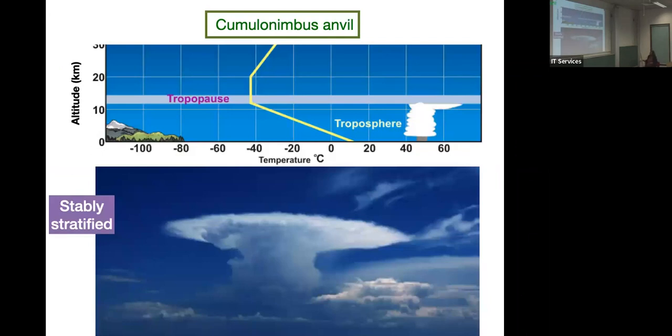Okay, so I talked about a cumulonimbus anvil. So this is basically what it looks like. These are huge towering clouds which, when there's heavy convection in the tropics especially, and also in the extratropics, rise from the ground to a very great height, like beyond 10 kilometers sometimes.